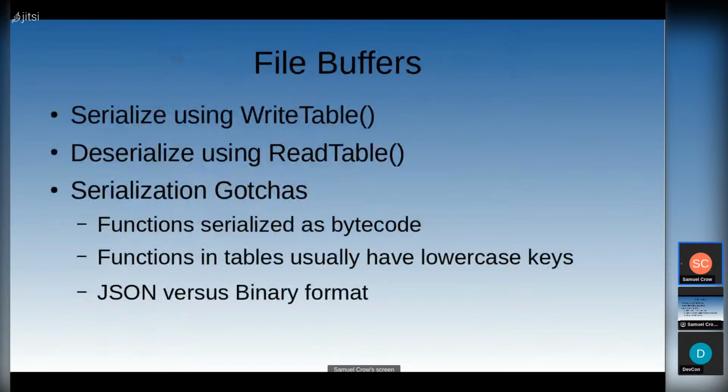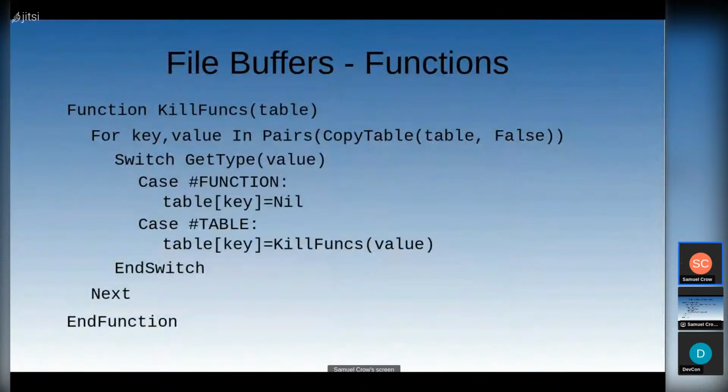The write table and read table commands serialize tables to disk, including everything in them. When serializing and deserializing, there are several gotchas involved. They will be addressed in the last few slides of this presentation. Here's a global function that will remove all functions from a table, including all nested tables. It's recursive, but other than that, it's pretty straightforward.